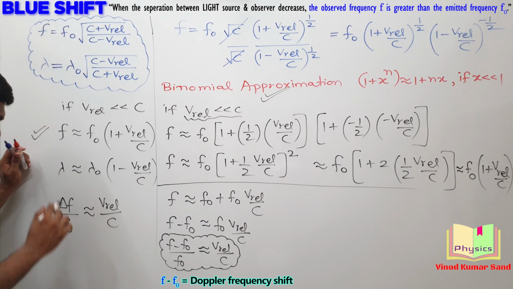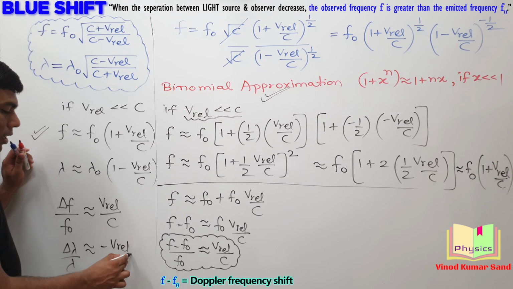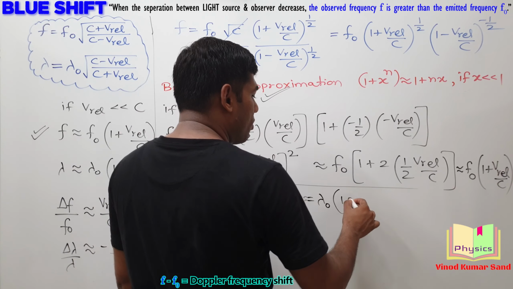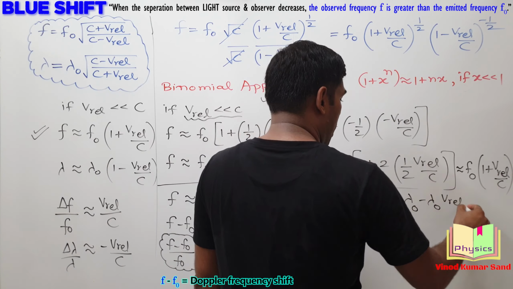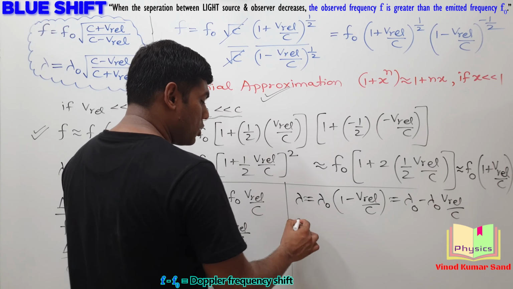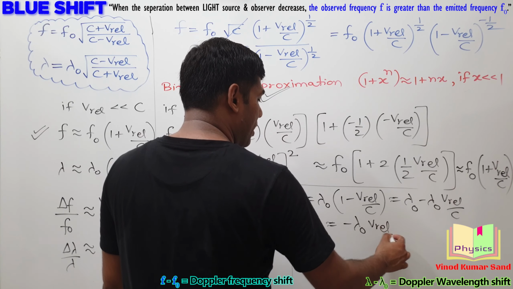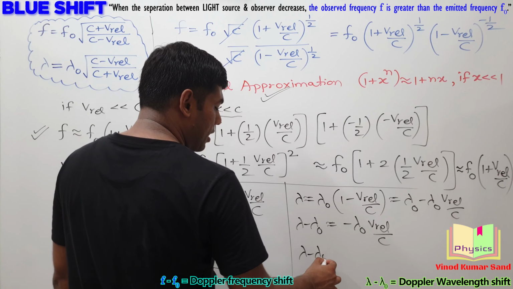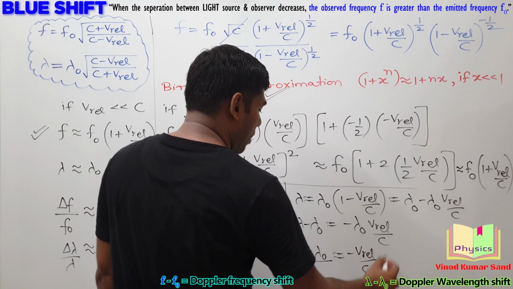Think about it. If you do the computation, delta lambda by lambda will be almost equal to minus of v relative by c. I am proving it. Lambda is lambda naught times 1 minus v relative by c. Do you agree? Expand it. This lambda naught, I am shifting to the LHS. So lambda minus lambda naught is almost equal to minus lambda naught v relative by c. Dividing by lambda naught, lambda minus lambda naught by lambda naught is minus v relative by c.